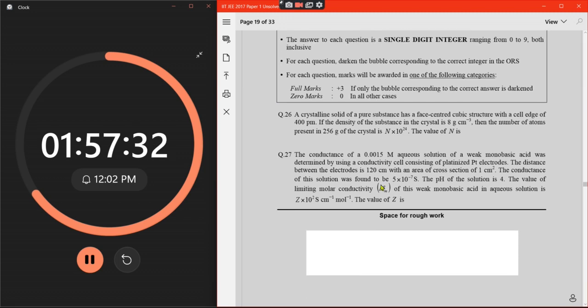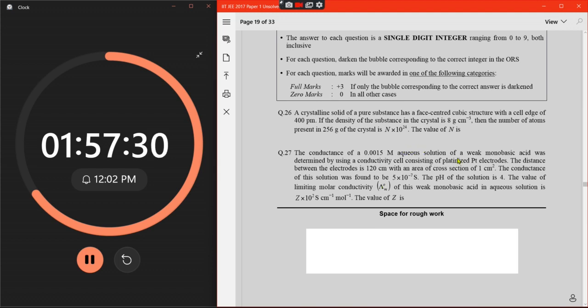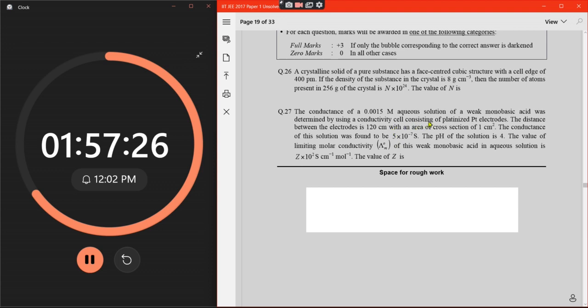Question 27. The conductance of an aqueous solution of a weak monobasic acid was determined by using a conductivity cell consisting of platinized electrodes. The distance between the electrodes is L equal to 120 centimeters, or 1.2 meters. Then the area of cross section is 1 centimeter square, so A is equal to 10 power negative 4. The conductance of the solution was given.